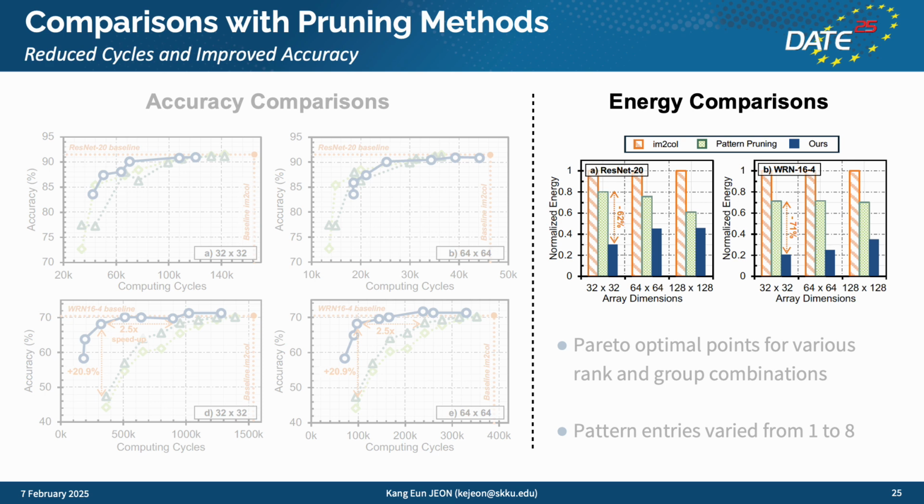Next, we picked a compressed model with the smallest computing cycles and accuracy drop of less than 1% and evaluated its hardware performance, namely energy consumption. As you can see from the bar chart, we achieved up to 62% reduction in energy consumption with ResNet20 and up to 71% reduction with wide ResNet 16-4.